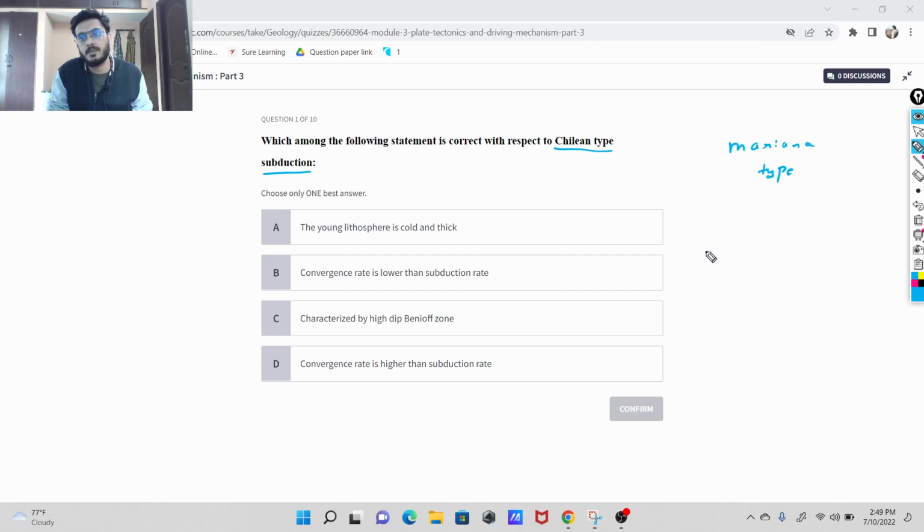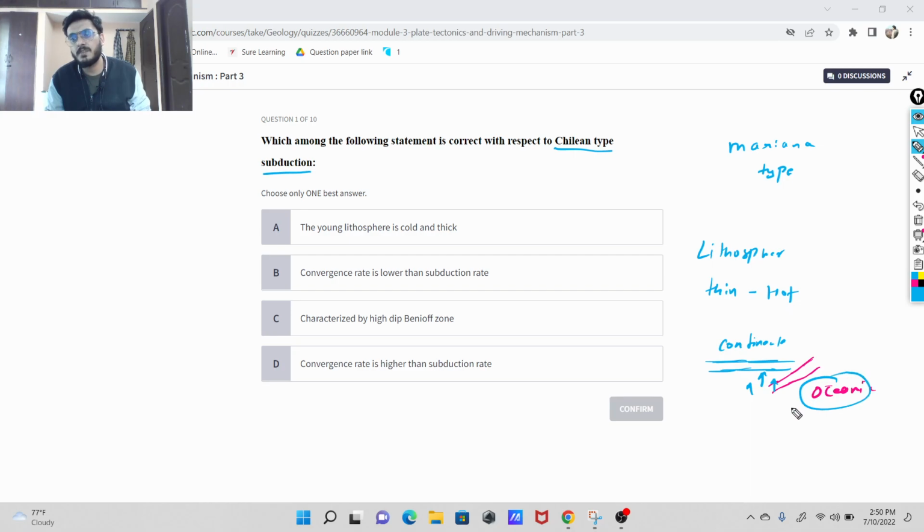In this, your lithosphere is basically thin and hot. So if your lithosphere is very thin and hot and your oceanic plate is going like this, this is your oceanic plate and this is your continental. As this is thin and hot, there is a lot of buoyancy from the bottom. Because of this the oceanic plate will not be able to go much deeper as in case of the Mariana Trench. So this is a very big difference between Chilean type and Mariana type: in Mariana type, the angle of the trench is very high. Actually it is greater than 45 degrees.